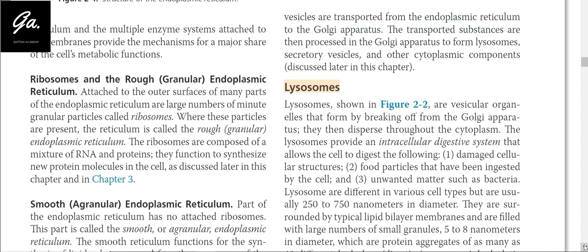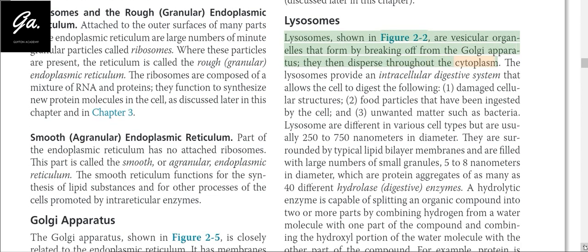Lysosomes. Lysosomes, shown in Figure 2-2, are vesicular organelles that form by breaking off from the Golgi apparatus. They then disperse throughout the cytoplasm. The lysosomes provide an intracellular digestive system that allows the cell to digest the following: damaged cellular structures, food particles that have been ingested by the cell, and unwanted matter such as bacteria.